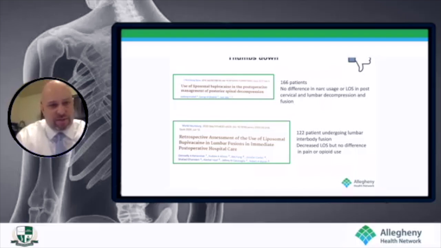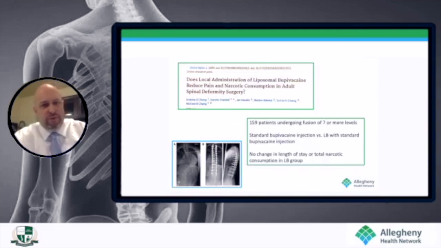Well, in this particular study from Thomas Jefferson University at the top of the screen, they had 166 patients, and this was the only study that included posterior cervical as well as posterior lumbar decompression and fusion patients. They were unable to demonstrate any difference in narcotic usage or length of stay in the Exparel group versus standard of care. In the study at the bottom from West Virginia University, they had 122 patients who underwent lumbar interbody fusion, and they showed decreased length of stay, but again, no difference in reported pain or opioid use, which makes you wonder if it isn't just patient expectation or care provider expectation that gets these patients out of the hospital faster, because their pain and pain medication usage was really no different between the groups.